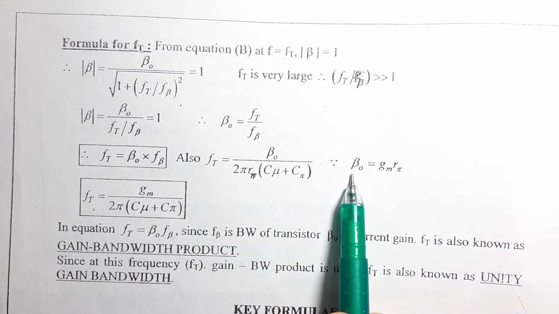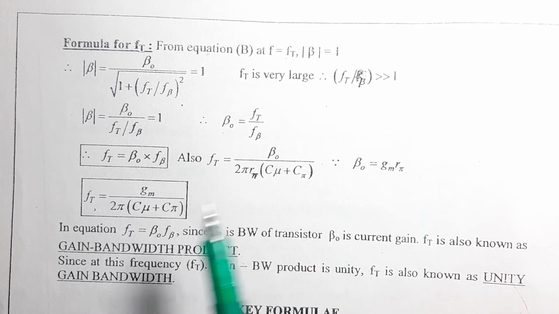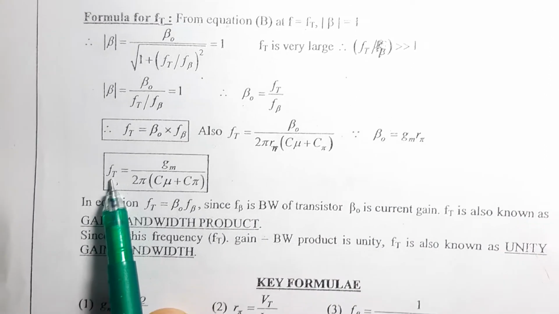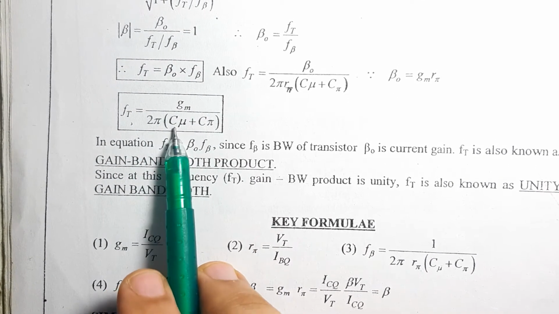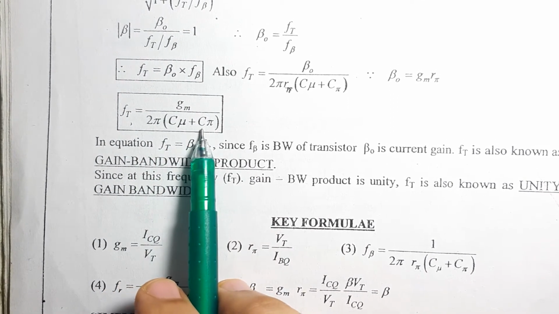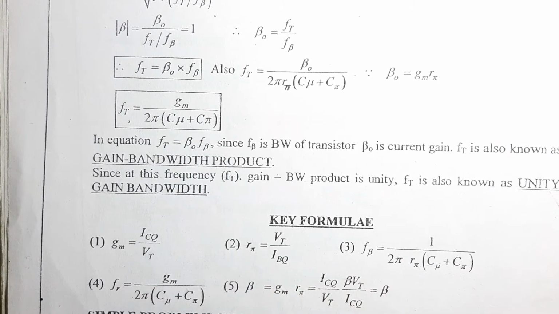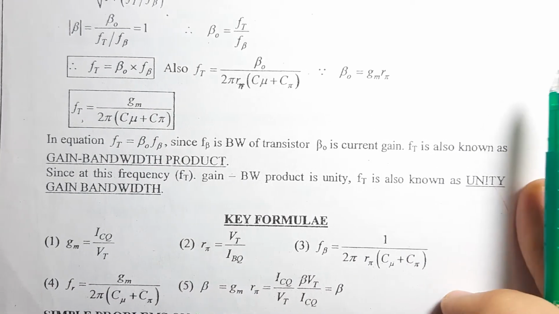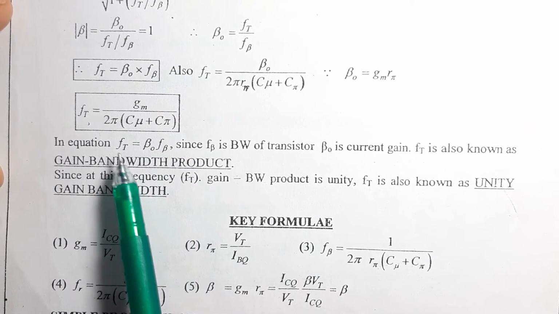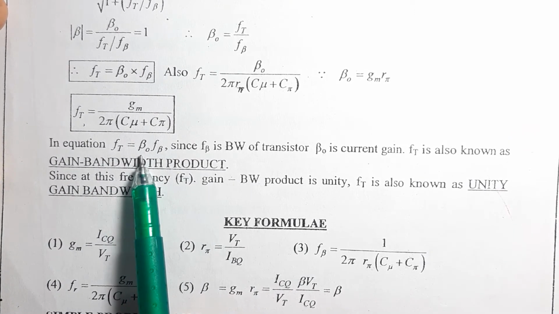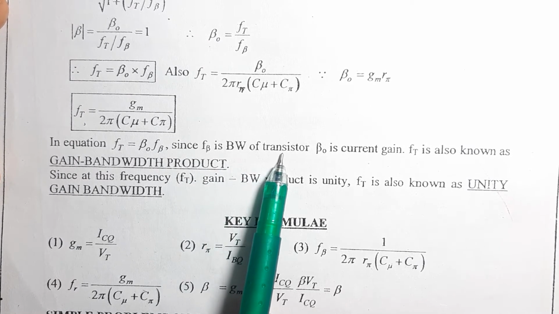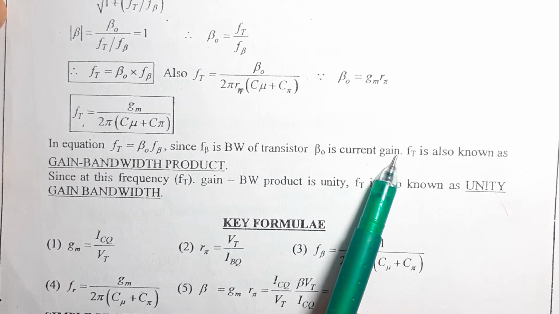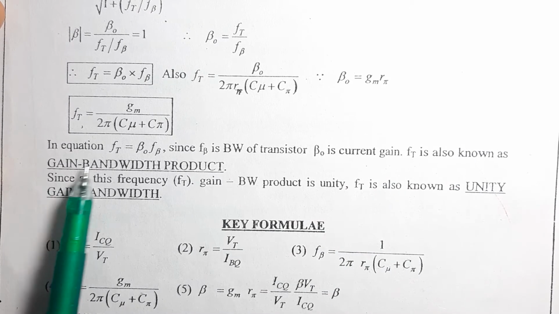So since beta is equal to gm into r pi, your fT formula reduces to gm upon 2 pi into (C mu plus C pi). In the equation, fT is equal to beta 0 into f beta. Since f beta is the bandwidth of the transistor, and beta 0 is the current gain, fT is also known as the gain bandwidth product.